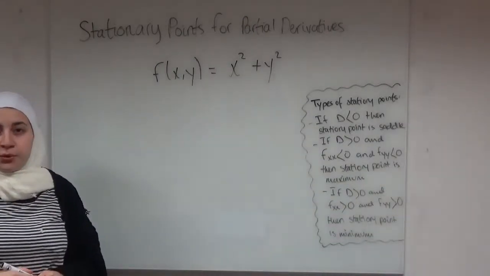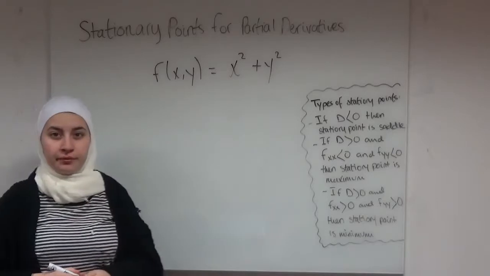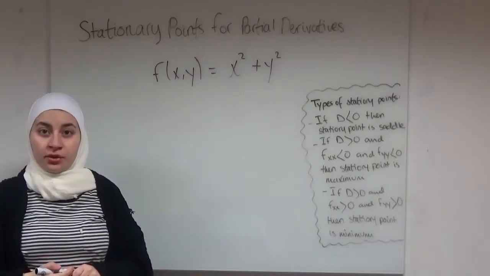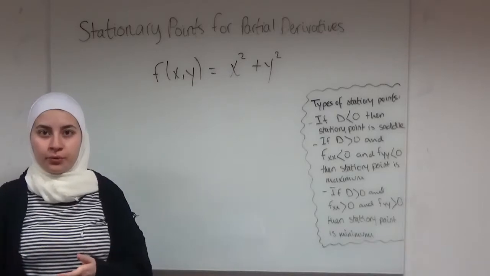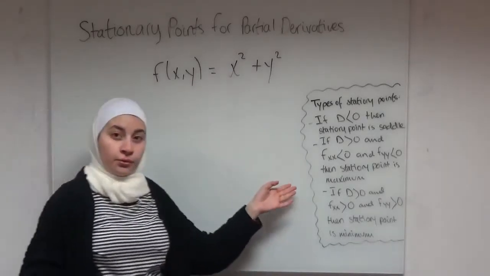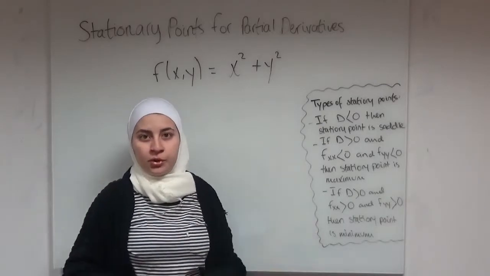In this video, I am going to go over stationary points for partial derivatives. In this example, we are asked to find the stationary points and what type of stationary points we have for the equation x squared plus y squared. And we use the rules on the side to find what type of stationary points we have.